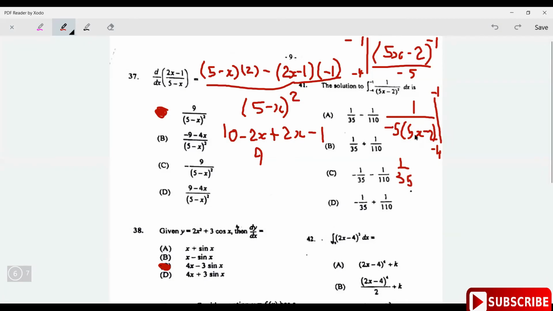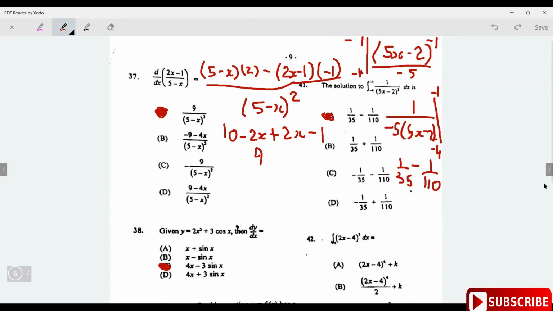Minus, when you plug in the negative 4, you're going to get minus 5 times 5 into negative 4 minus 2. And it's 1 divided by that, and it's the minus of that. So when you plug in the negative 4, 5 times negative 4 minus 2 times negative 5, that makes it positive. So it's minus 1 over 110. So that's what we get. Option A. Nice.